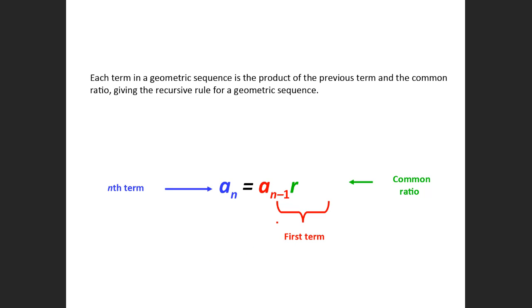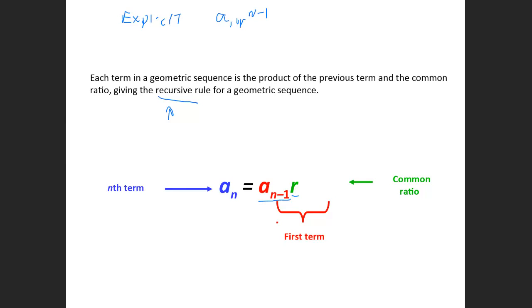Each term of a geometric sequence is the product of the previous term and the common ratio, given the recursive rule for the geometric sequence. Okay, so a recursive rule is just going to be a sub n. Now this was our explicit rule. Explicit is a sub 1 times r to the n minus 1. Now if we want to write a recursive rule, then it's the previous term times r. That's all it is.